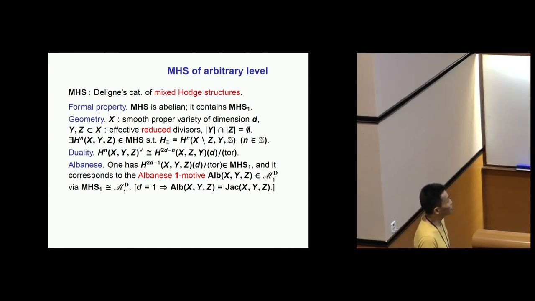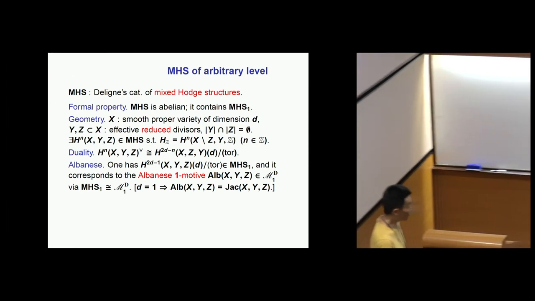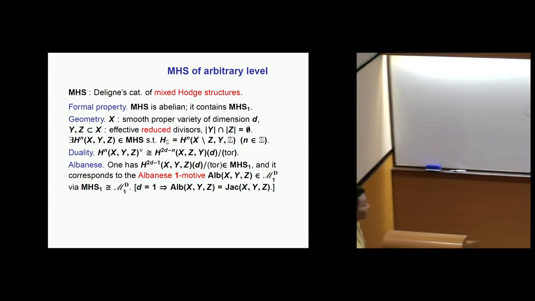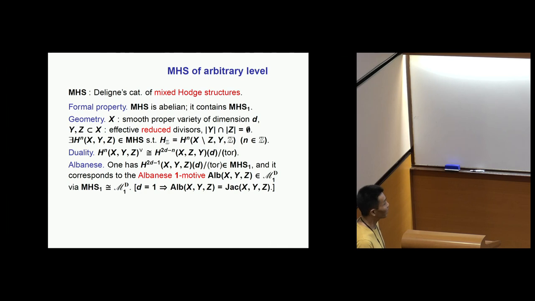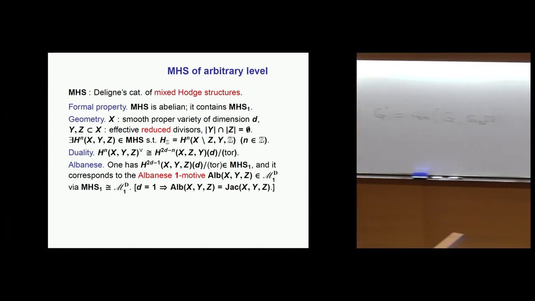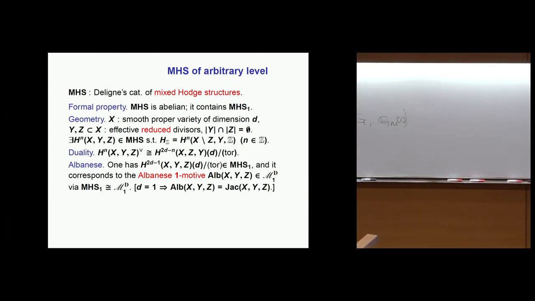Then this object, this gadget, belongs to the smaller subcategory, mixed Hodge structures of level 1. And therefore, this corresponds to some 1-motif, which we call the Albanese 1-motif, Alb(X, Y, Z). And this is a higher dimensional generalization of the Jacobian 1-motif. In the case of D equal to 1, this agrees with the Jacobian 1-motif.